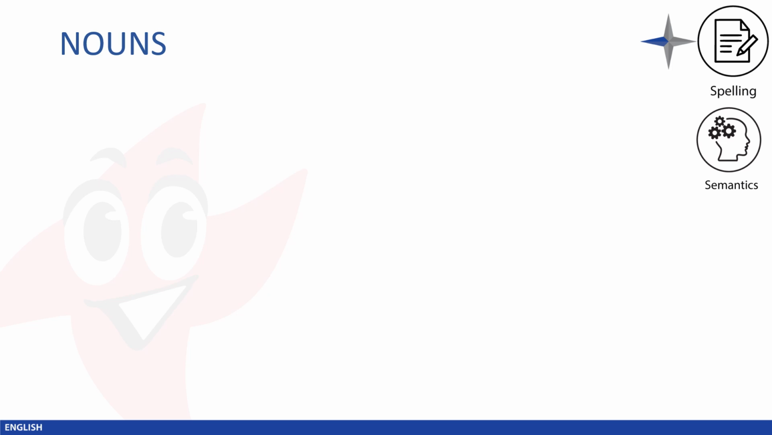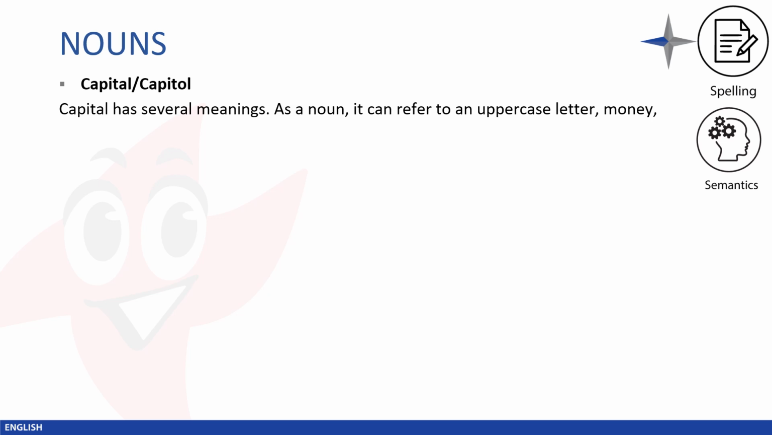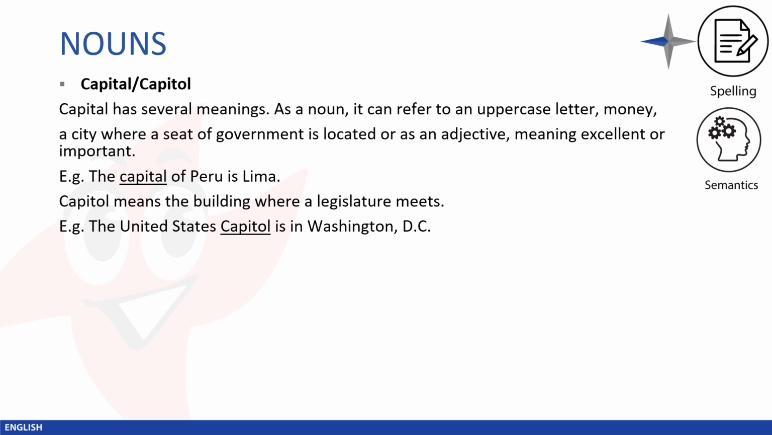Now the focus is on nouns. Capital and capitol, AL and OL. Capital has several meanings. As a noun, it can refer to an uppercase letter, capitalization, remember? We talked about it in a previous video. Money, a city where a seat of government is located, or as an adjective, meaning excellent or important.